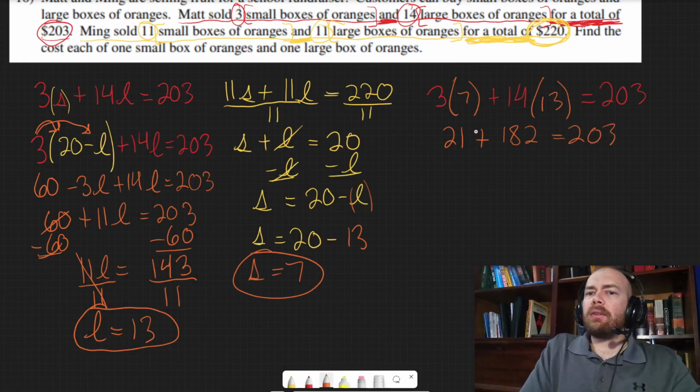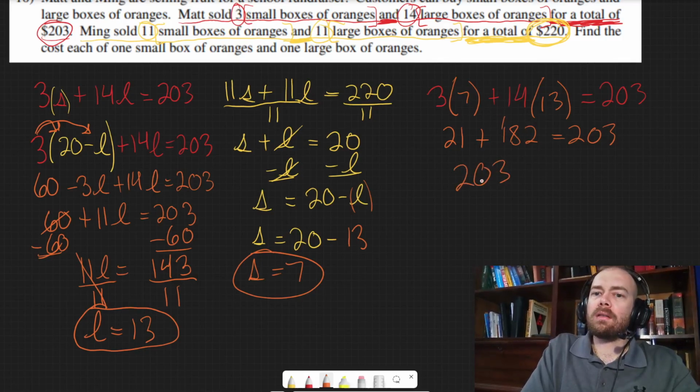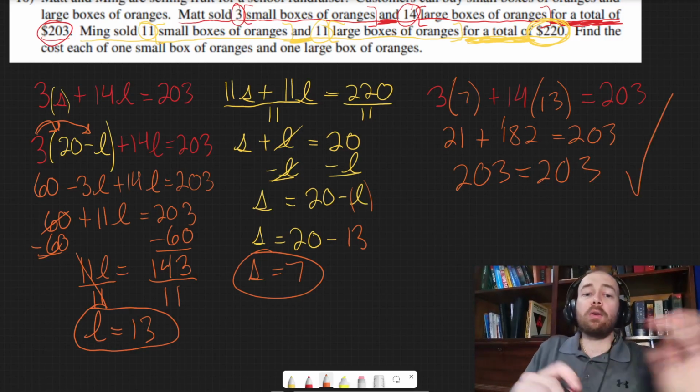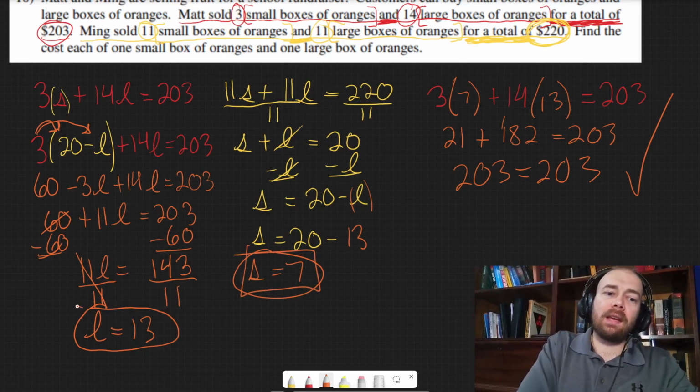21 and 182. 1 and 2 would make 3. 2 and 8 would make 10. Carry a 1. And looky there. It works. Big old check mark. So these are, in fact, the answers.